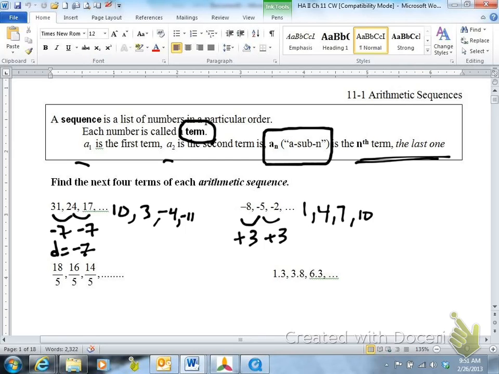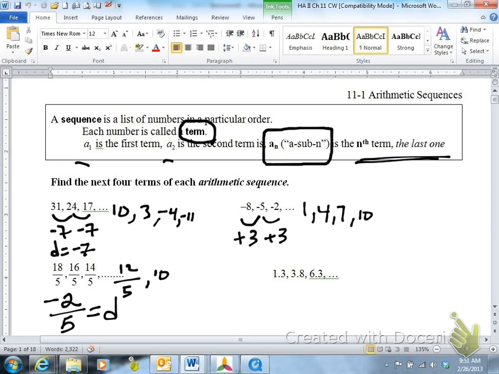The next one with fractions, the common difference, all the denominators are the same, which is really helpful. And we have 18, 16, 14, so that's subtracting 2. So the numerators are going down by 2, the denominators are staying the same. So our common difference would be negative 2 over 5.